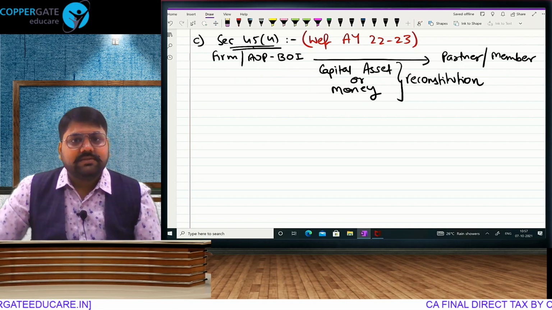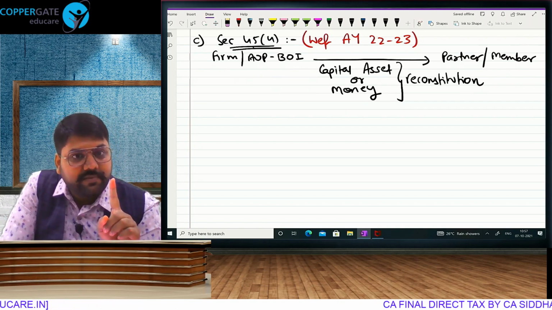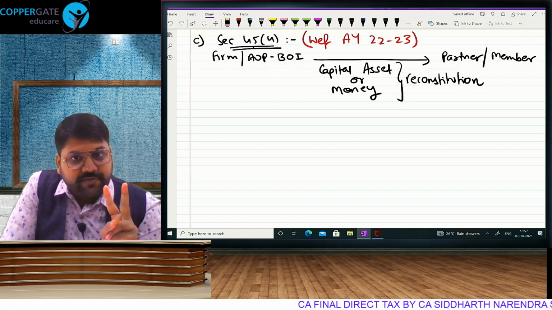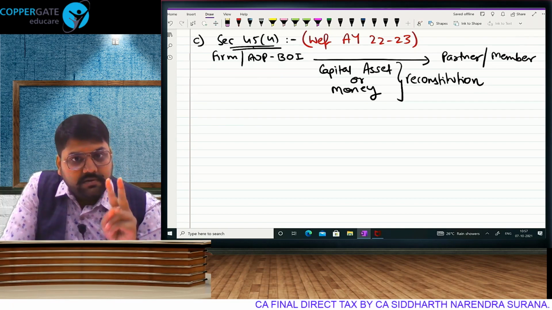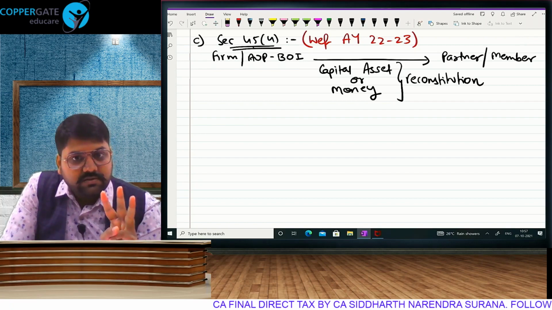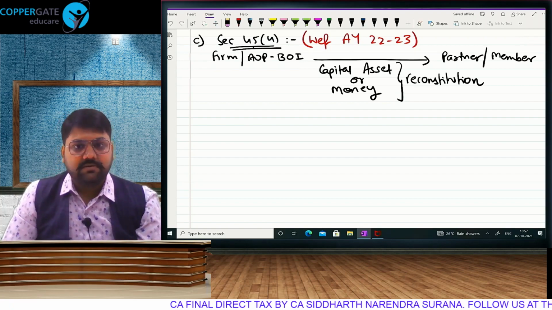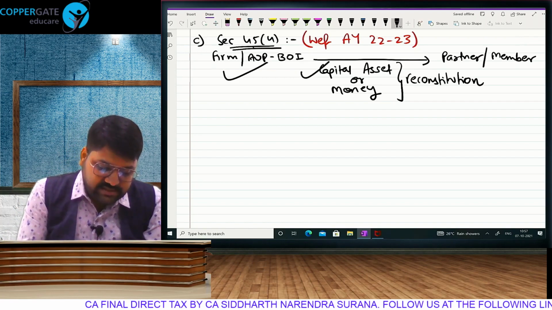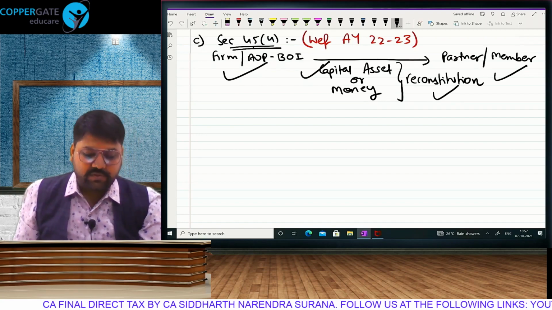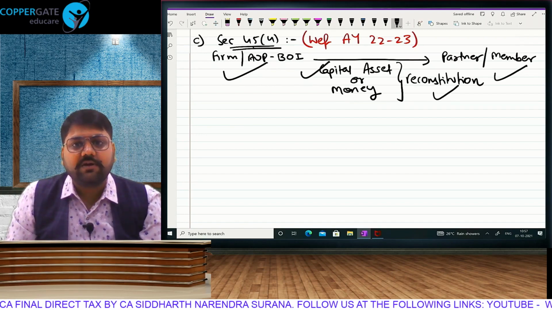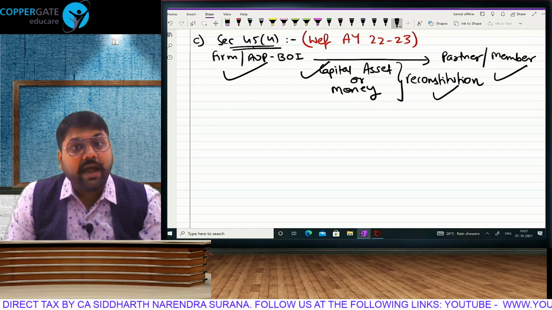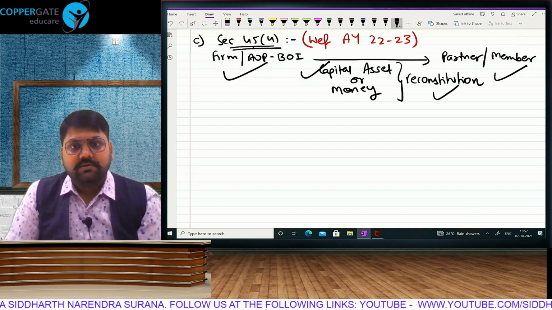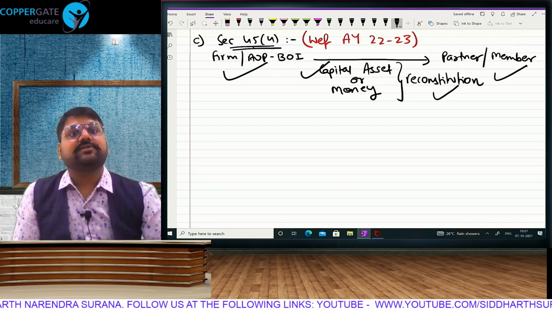The problem is that in 9B also the transferor was a firm and AOP. Transfer of capital asset was covered. Reconstitution was covered. And the transferee was a partner or member. That means if these four conditions, first condition, second condition, third condition and fourth condition, are fulfilled, then 9B and 45(4) will be invoked simultaneously, and both calculations will happen together.